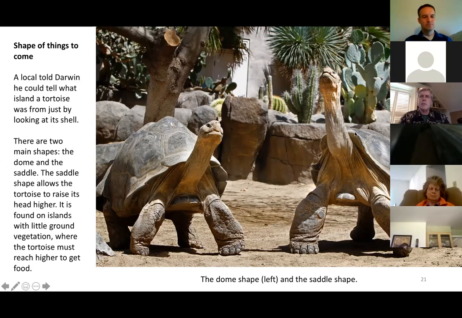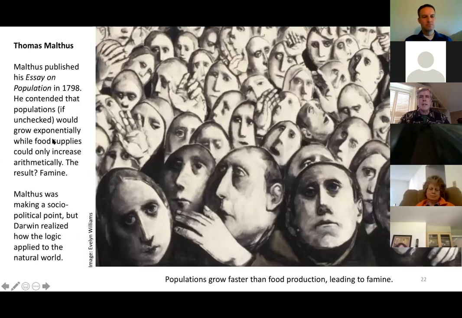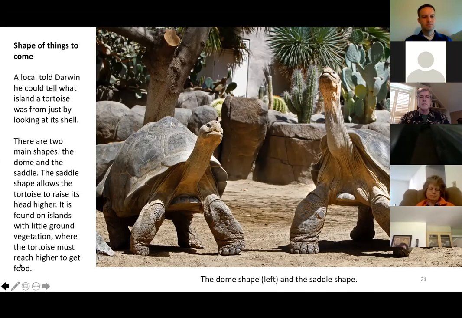And you'll see that in the saddle-shaped tortoise, his carapace flares up over his neck, and that allows him to reach higher. The saddle-shaped tortoises also have slightly larger, longer forelimbs, so they can reach higher. And they live on the islands where vegetation is not available on the ground. So the dome-shaped tortoises live on Fernandina and Isabella, and they're very lush islands, and there's lots of vegetation on the ground, and they don't need to raise their head, and the other guys do. Oh, got ahead of myself there.